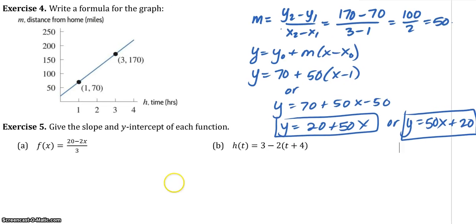So how did I do it? I first found the slope using these 2 points. Then I used this formula. I chose this first point, but you could choose the second just as well. Plugged it in.